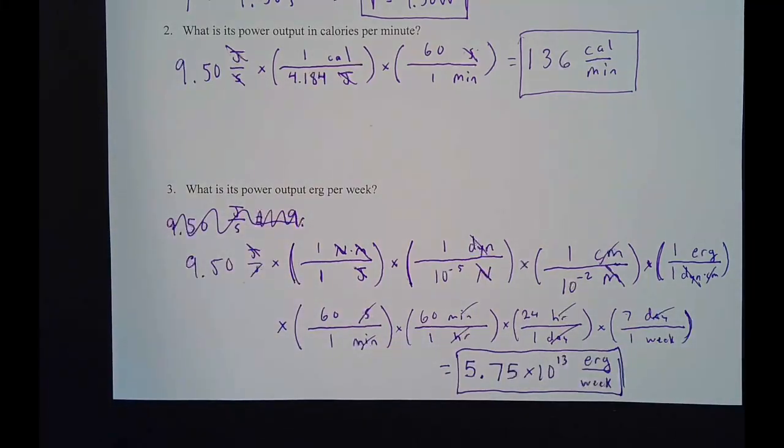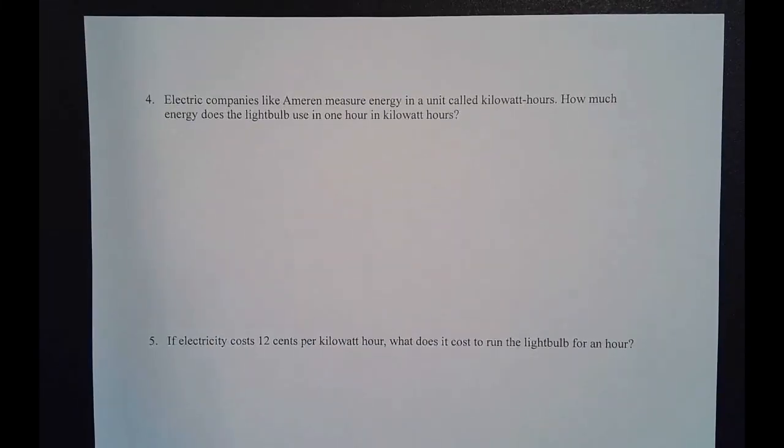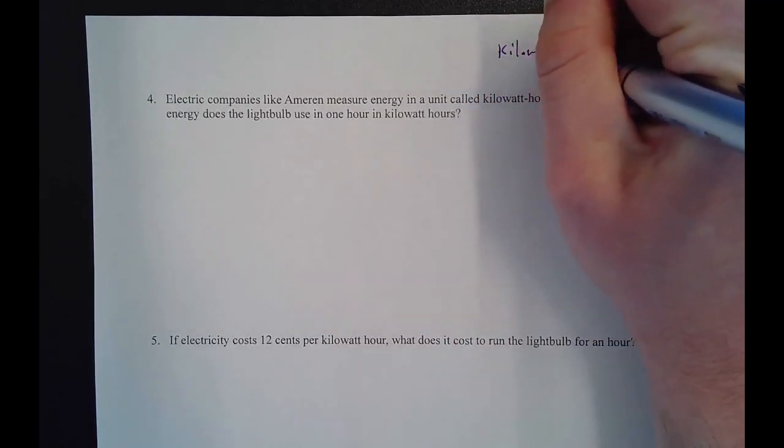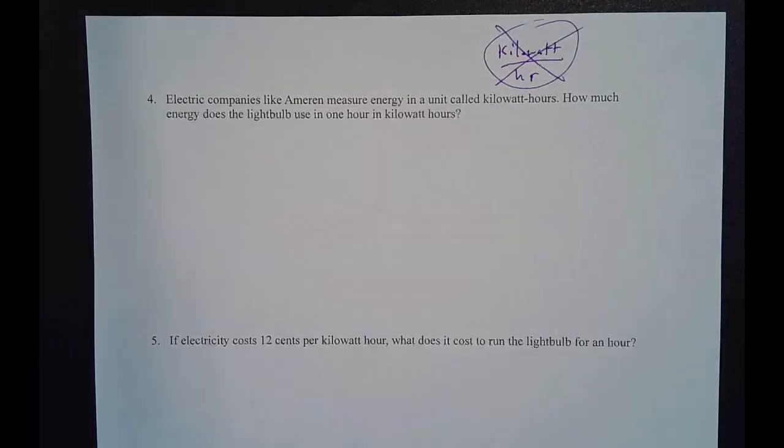Got 2 more I want to look at with you all. The first is here. Electric companies like Ameren, that's who supplies the electricity here in St. Louis, measure energy in a unit called kilowatt hours. Notice the dash. It is not kilowatt per hour. It's not that. It's a kilowatt times an hour. And we want to know how much energy the light bulb uses in 1 hour in energy units of kilowatt hours.